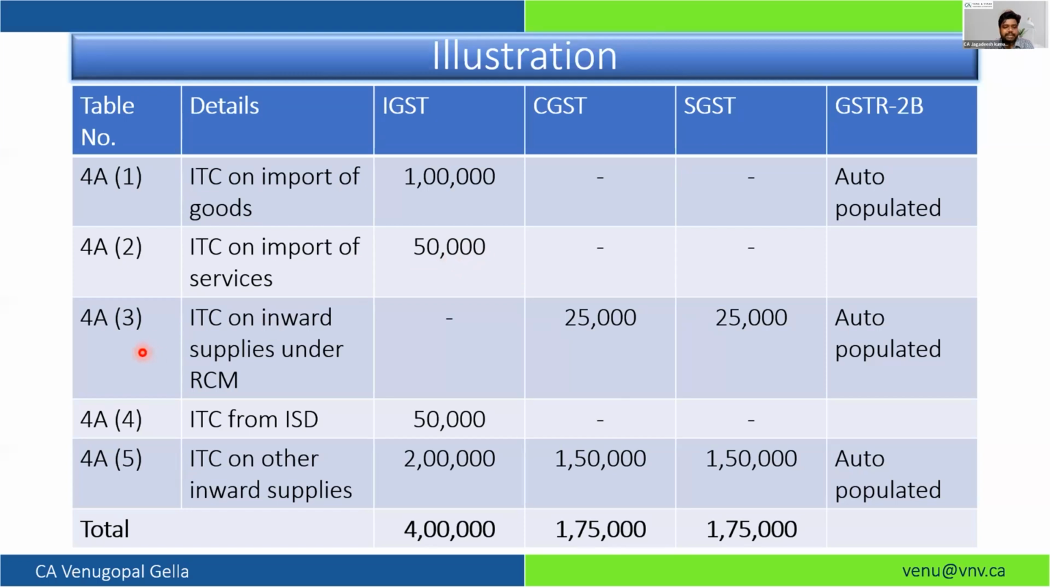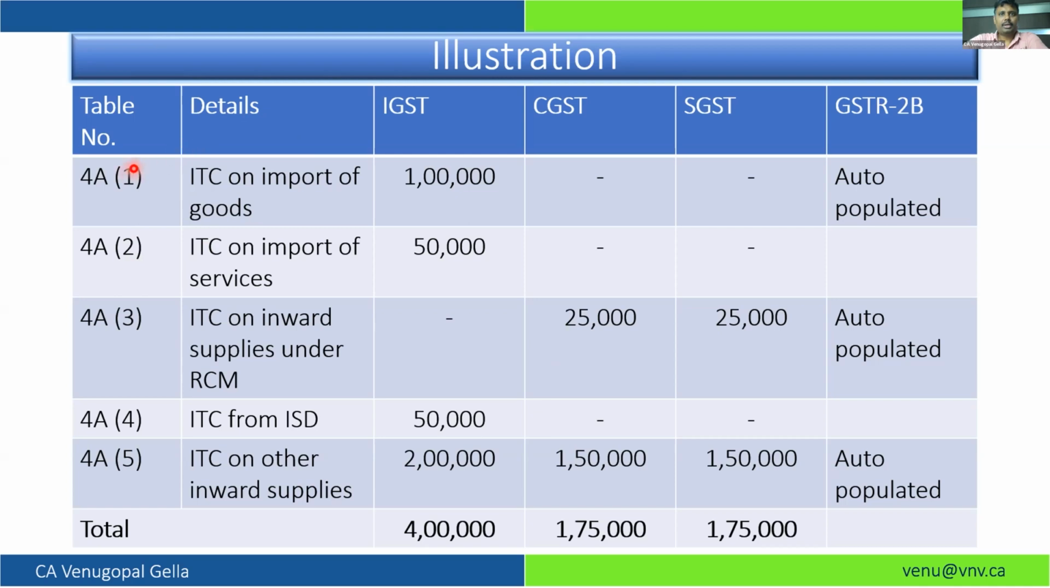Coming to the 4A3, ITC on inward supplies under RCM. This is also an auto-populated figure, provided the supplier has marked his invoice as under RCM. Coming to the 4A4, ITC from the input service distributor. This will also be an auto-populated figure only. 4A5, ITC on inward supplies. This is also an auto-populated figure.